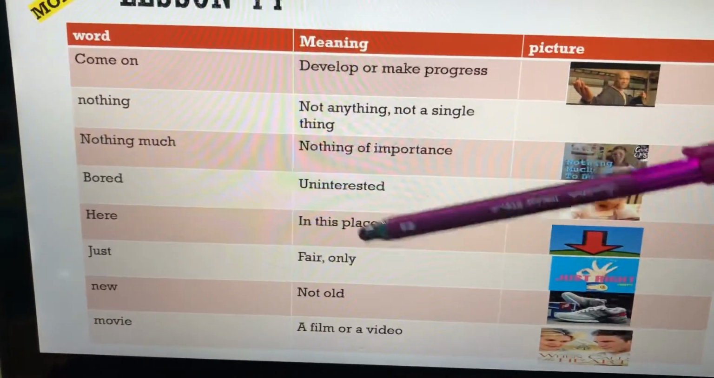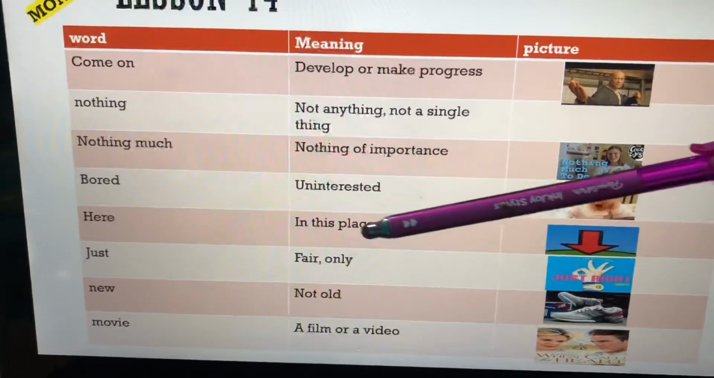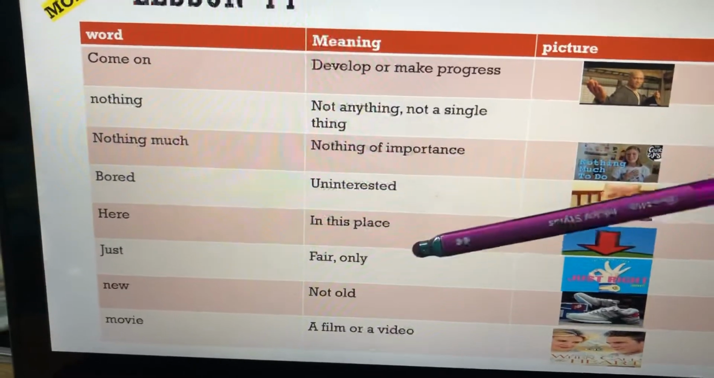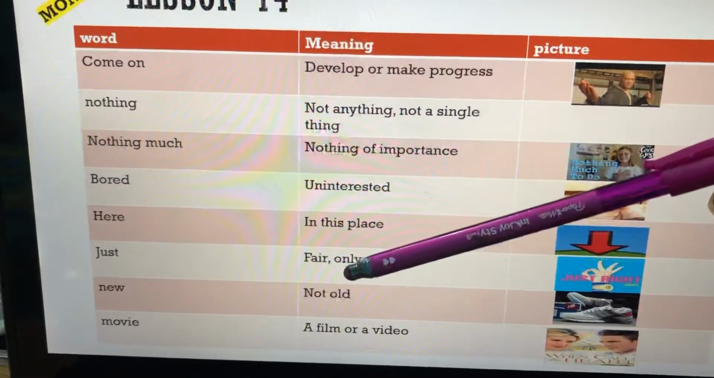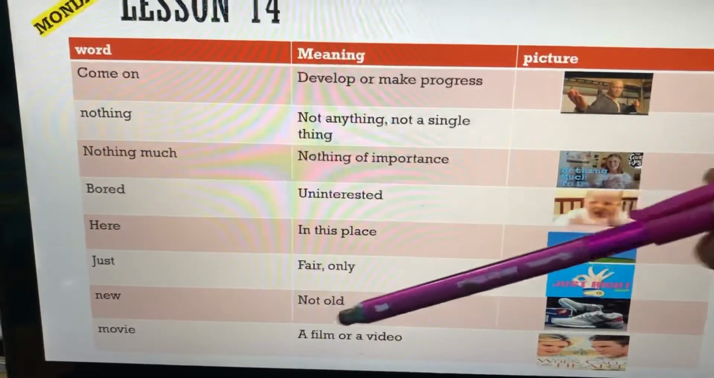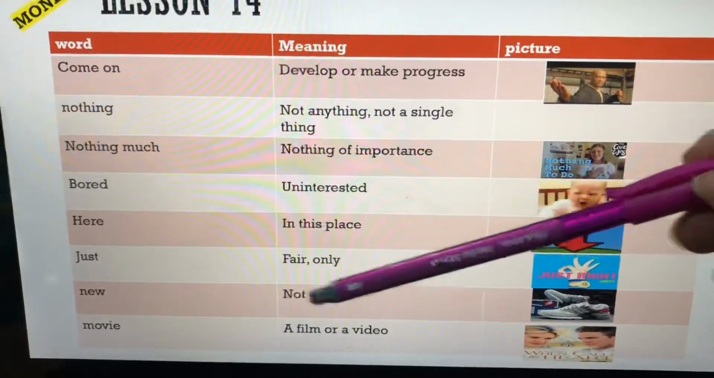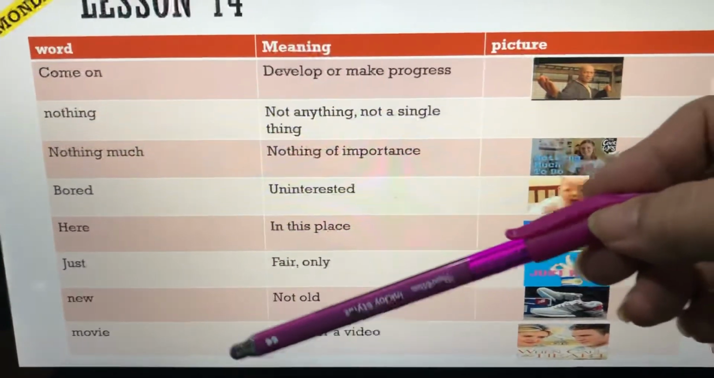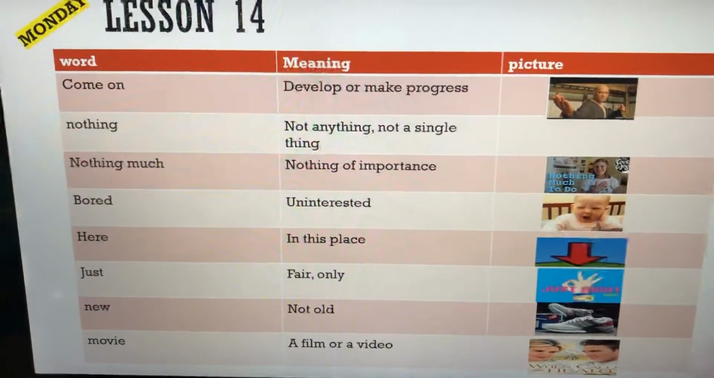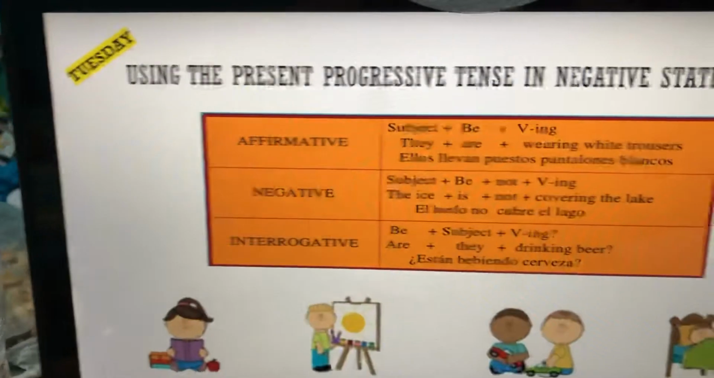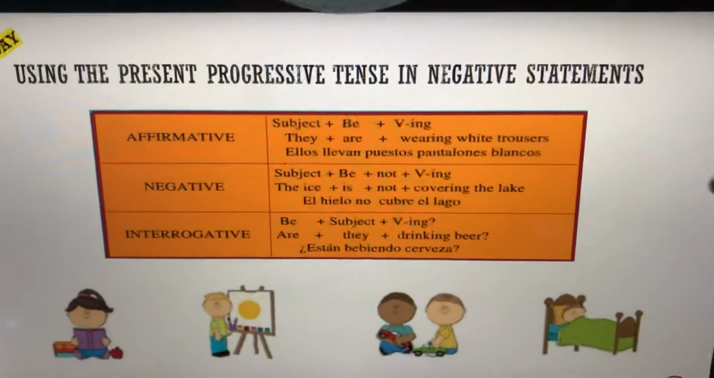Here is like an adverb of location, right? For example, it means in this place. Just, fair, only. New means not old. For example, I bought a pair of shoes. Those are new. Movie is a film or a video. Then we go to the present progressive.